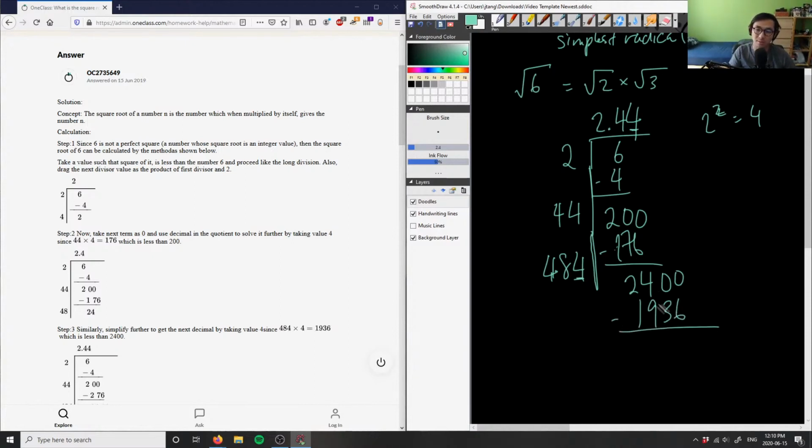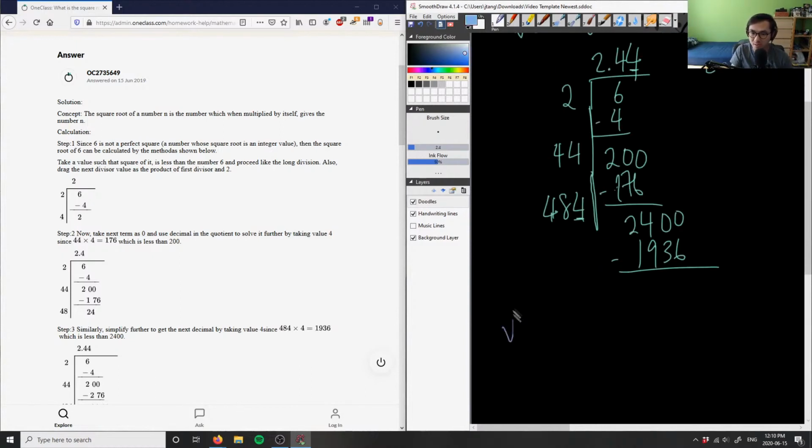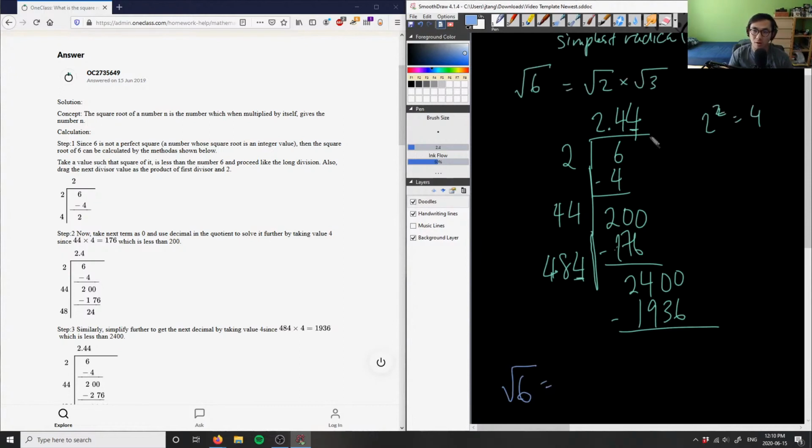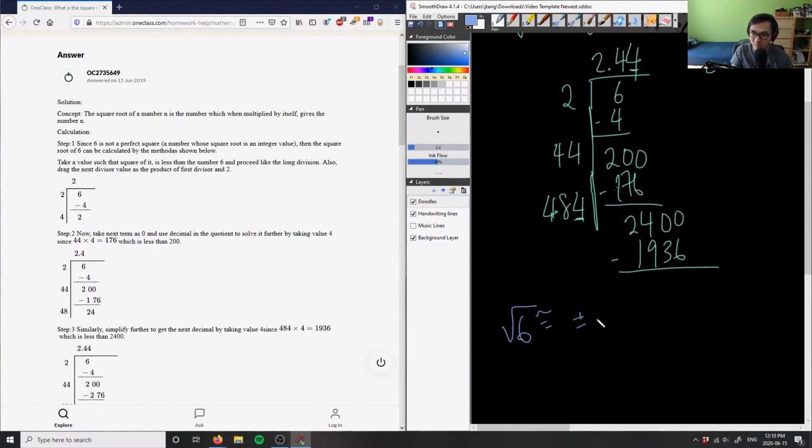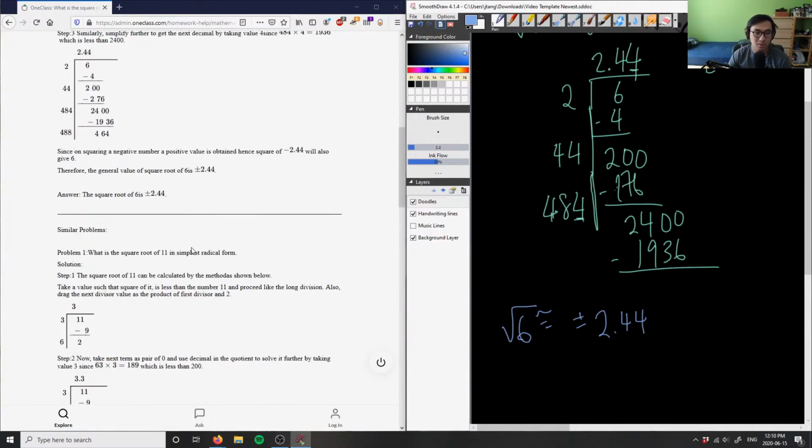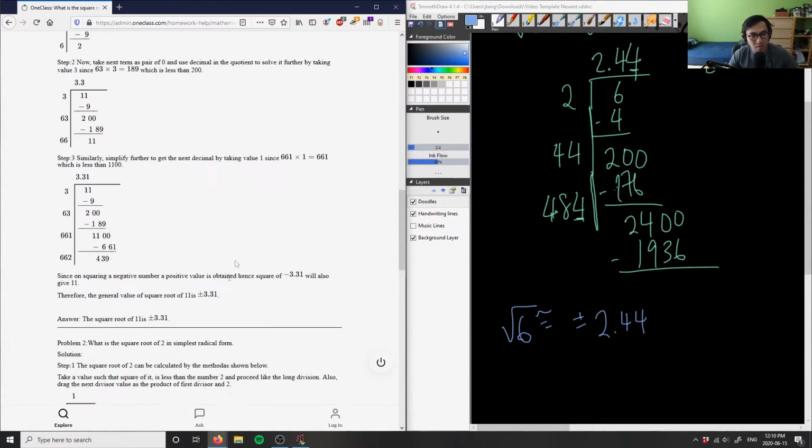Again, we can keep doing this process over and over again to find the other decimal numbers, but we usually stop at 2 here. So in this case, what we can verify is that root 6 is approximately plus or minus 2.44. Remember, every time we take a square root, we also have to consider plus or minus, because both positive 2.44 times 2.44 is about 6, and negative 2.44 times negative 2.44 would equal 6 as well. So this solution is correct because the square root of 6 is equal to plus or minus 2.44, like we said. So the solution here is correct.